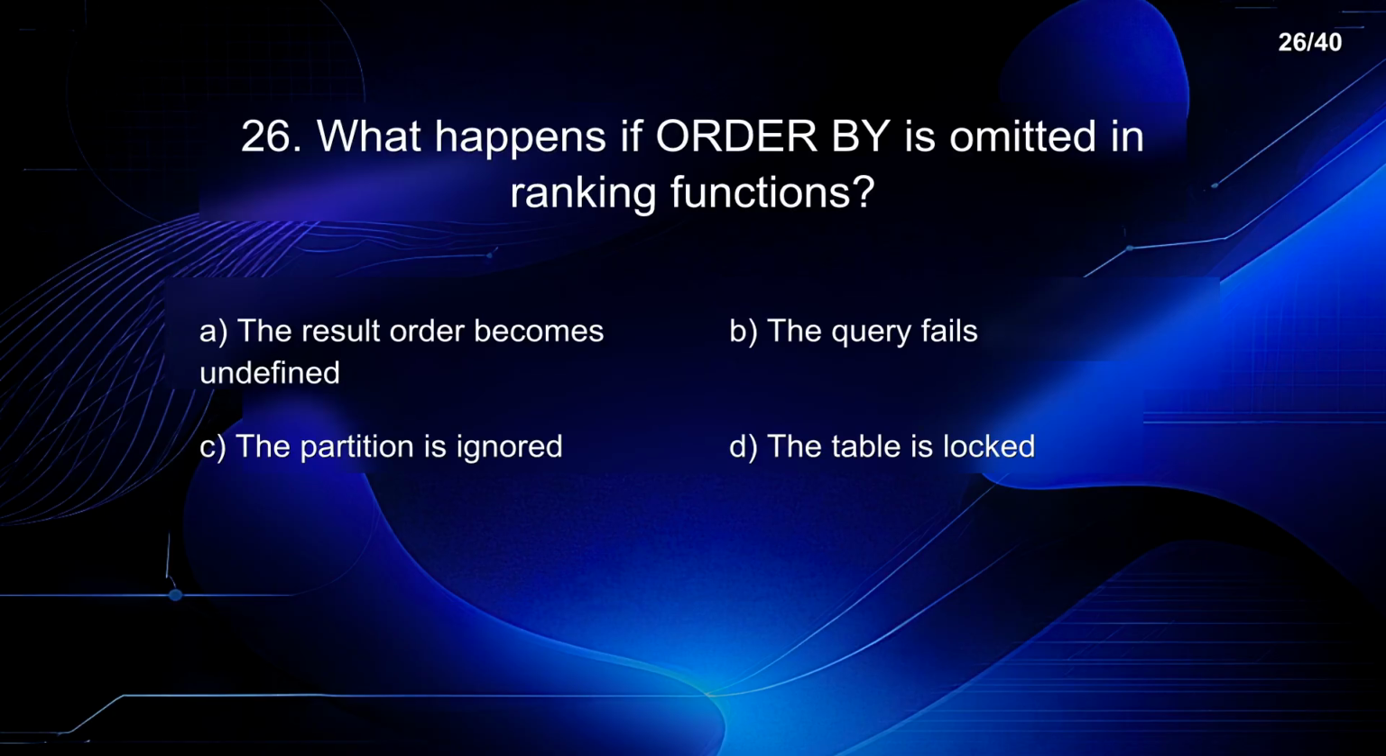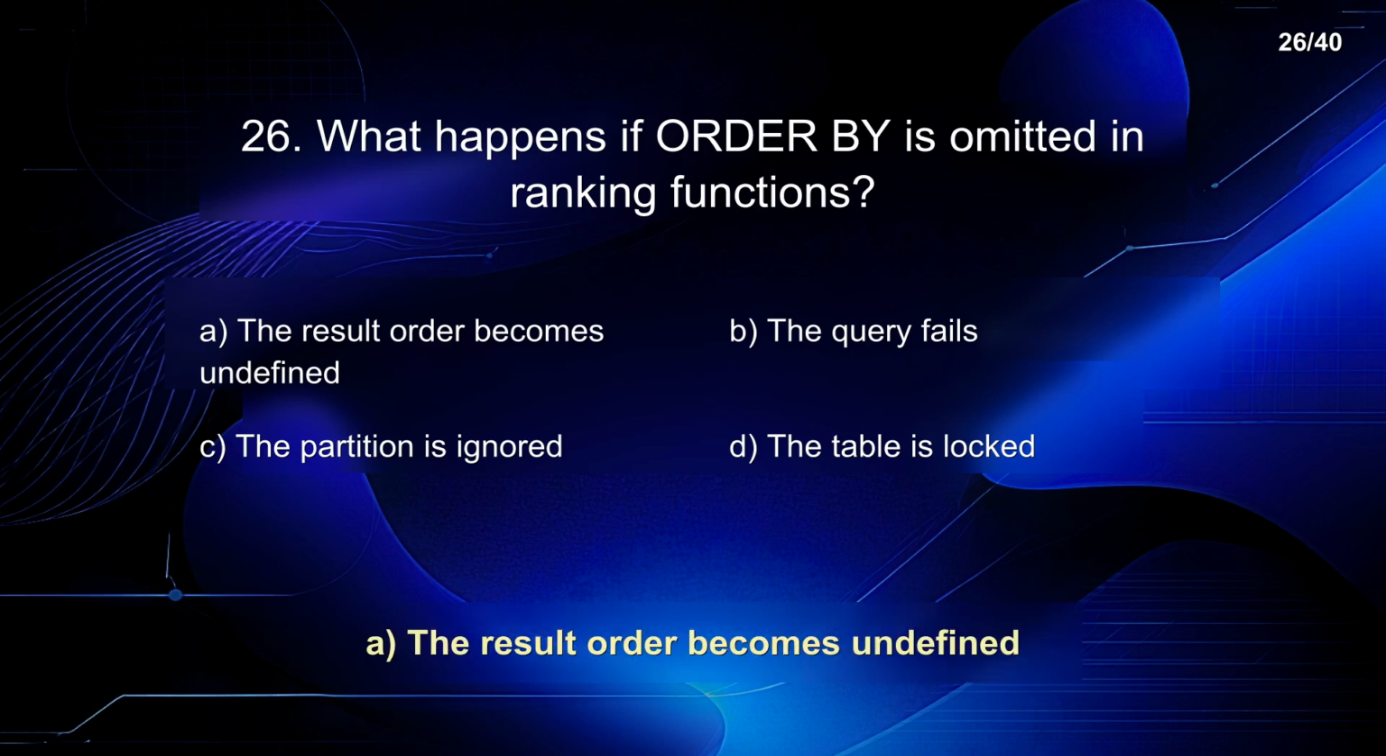26th question. What happens if order by is omitted in ranking functions? A. The result order becomes undefined. B. The query fails. C. The partition is ignored. D. The table is locked. Correct answer is A. The result order becomes undefined.